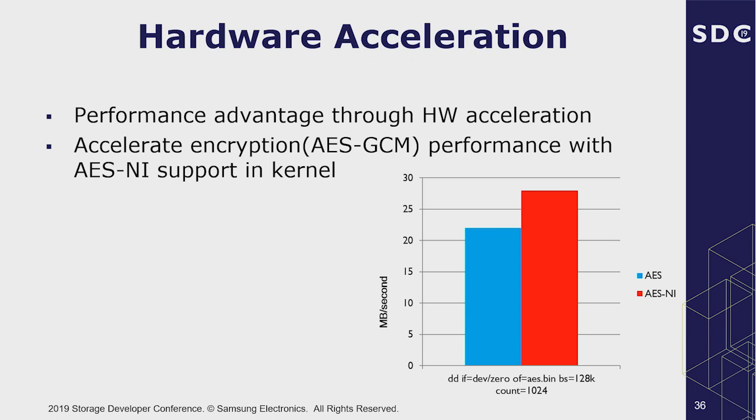Encryption performance can be improved with hardware acceleration in the kernel. If your CPU supports AES-NI, it will already be enabled automatically as a module in your Linux distribution. If you are building your kernel manually, just enable the AES-NI module in your kernel.